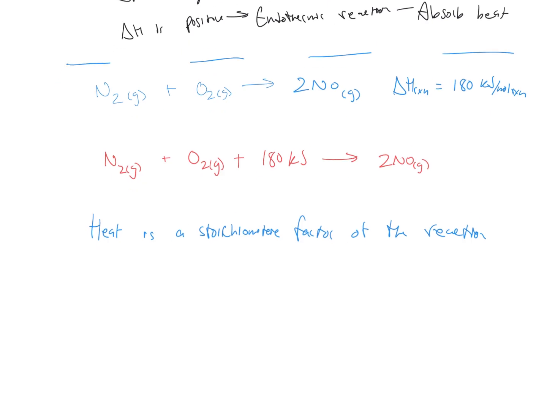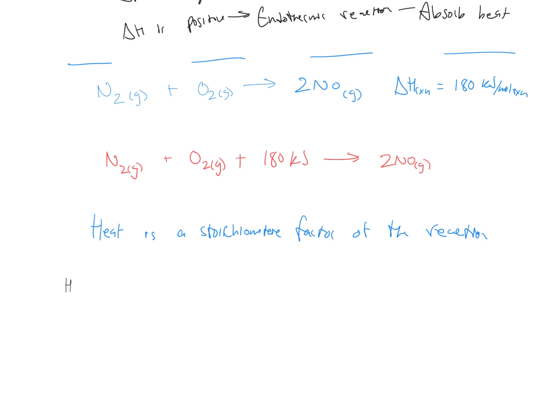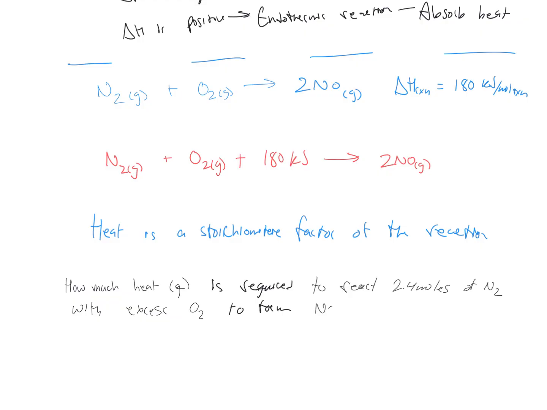And so let's say we're given this question. How much heat, otherwise known as Q, is required to react 2.4 moles of N2 with excess O2 to form NO gas, right? And so what we're looking for here is our parameter Q, and we know we have 2.4 moles of N2.